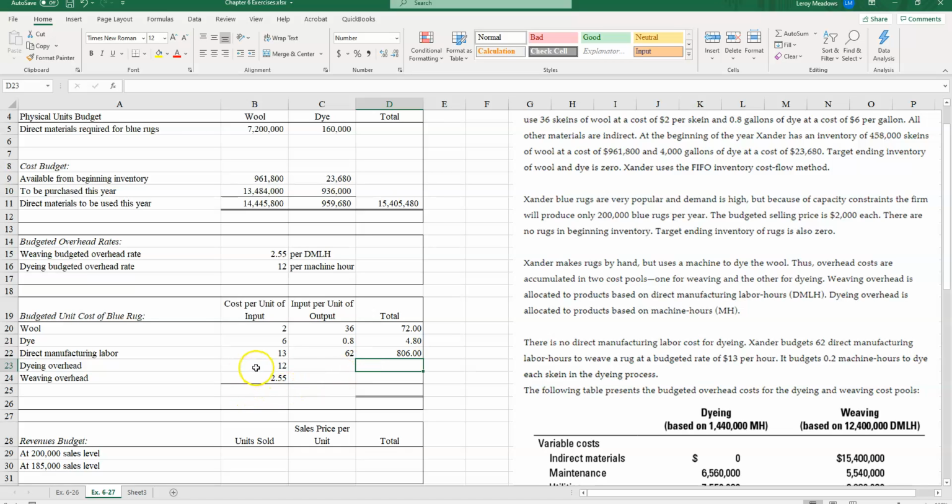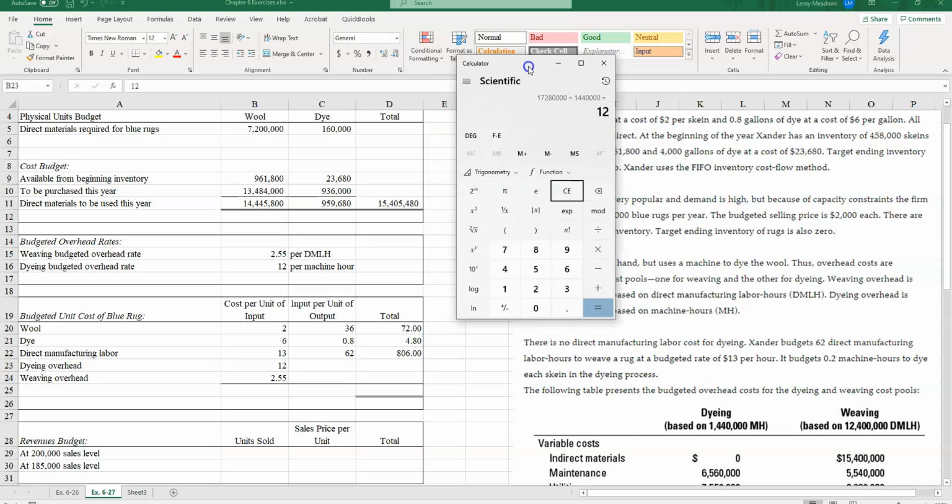Now, what about my dyeing overhead? Well, I know my allocation per unit is going to be $12 per machine hour. And how many machine hours does it take to make each rug? We are told here that it takes 0.2 machine hours to dye each skein. So we've got to watch here, because it takes not 0.2 machine hours to dye each rug, but 0.2 machine hours to dye each skein. And I need 36 skeins. So I'm going to take my 36 times 0.2, and that should give me 7.2 machine hours to dye each rug.